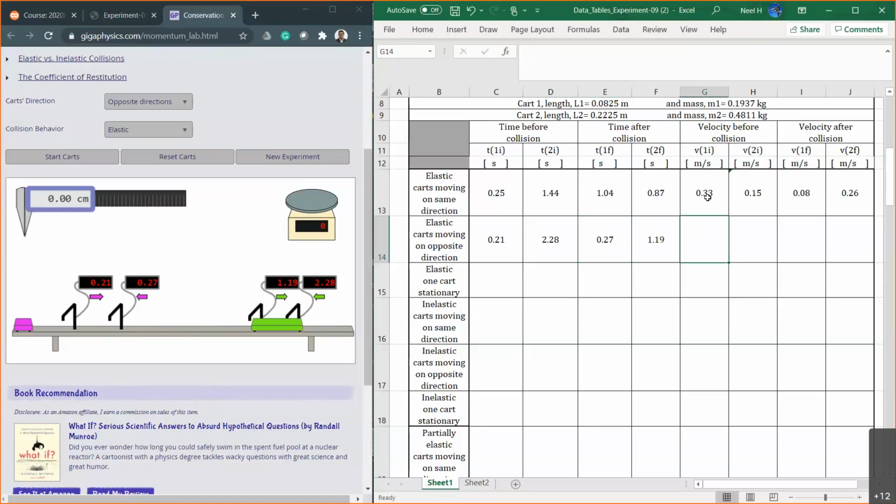Let's do the velocity calculation. That's so simple. You can just click and drag this because it's the same kind of calculation, right? There's not much to do. Just click and drag.